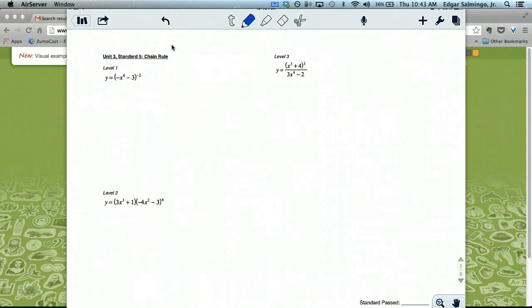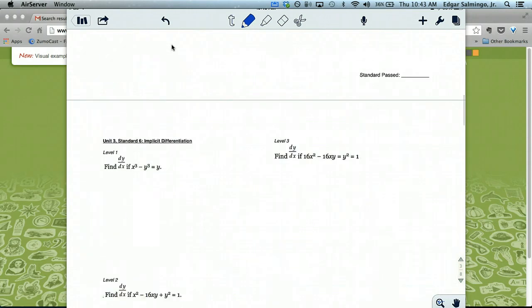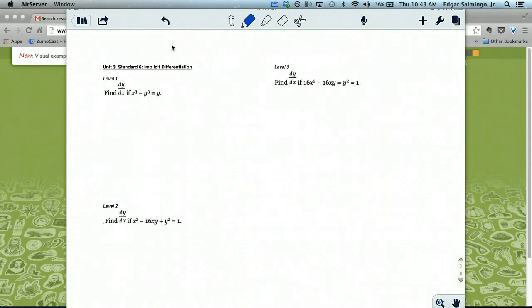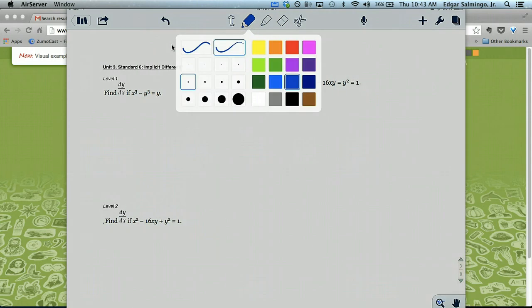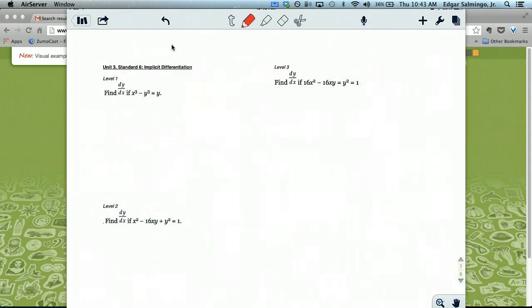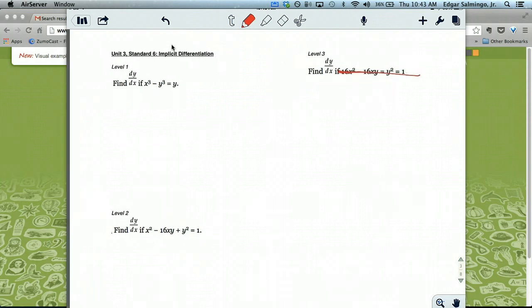Okay. Chain rule, I'd say 90% of the class got this right, so I'm not going to go over chain rule. If you have any questions about chain rule, you could ask me when I come back. Okay, implicit differentiation. First of all, level 3, there's a typo in here. Some people wrote their own problem, like they put a plus or minus, that's fine, but for now I'm going to cross this out. Sorry, there's 2 equal signs, so we shouldn't have done that. But you should be able to do 1 and 2.